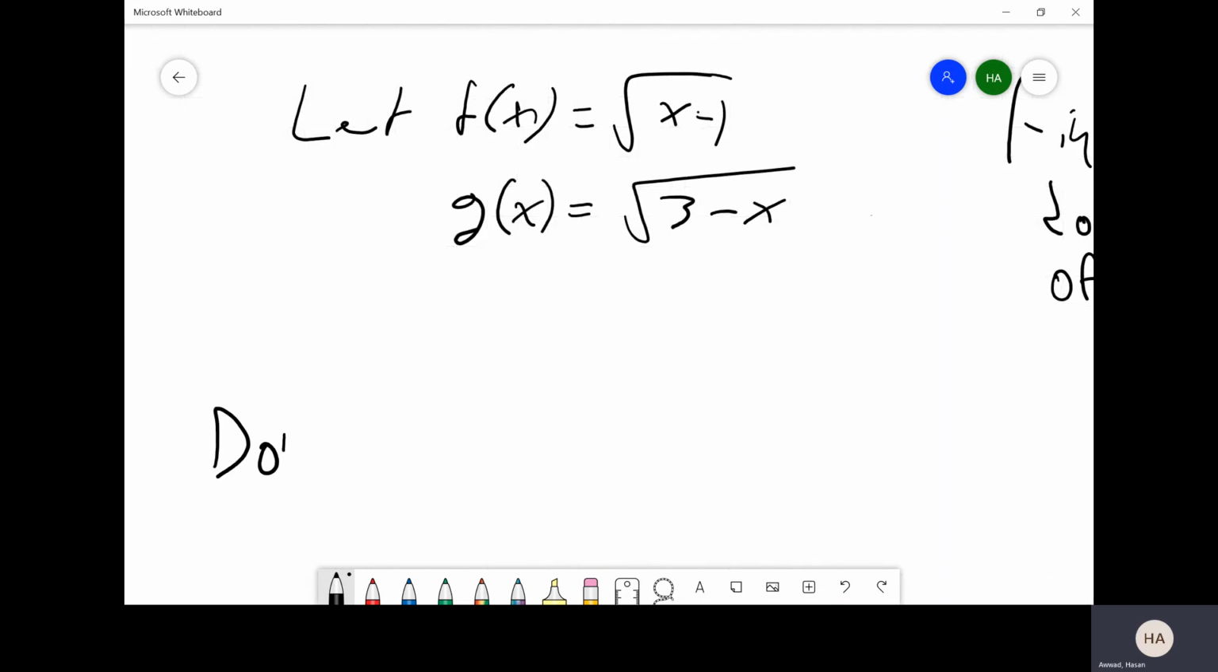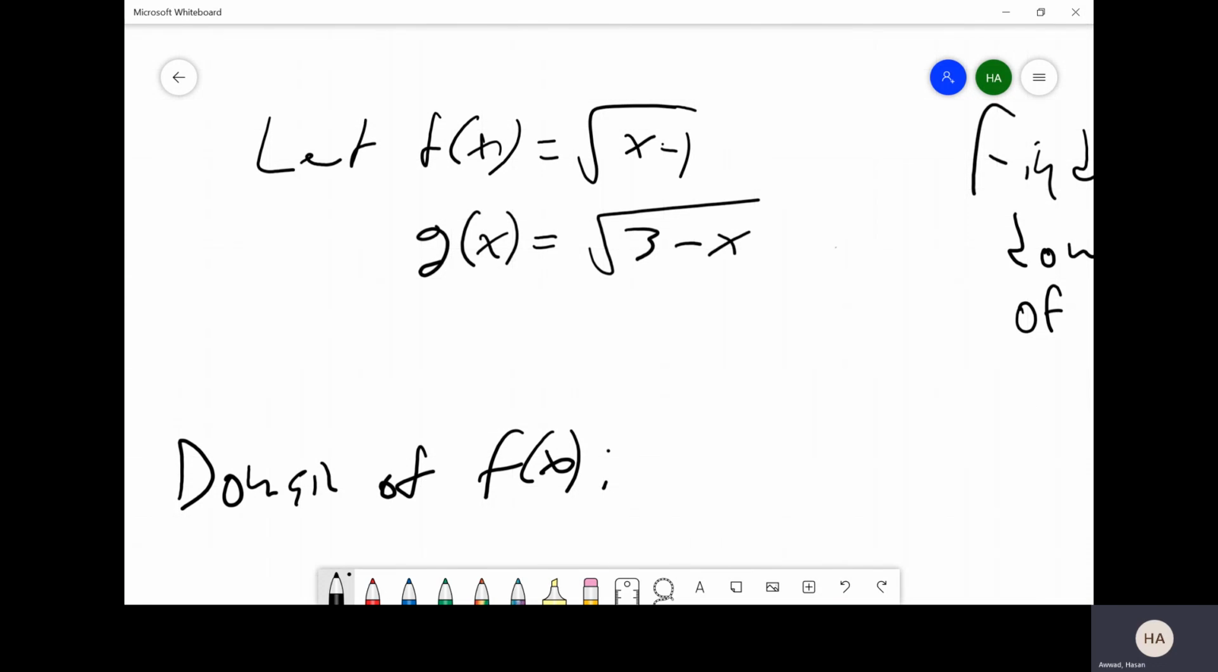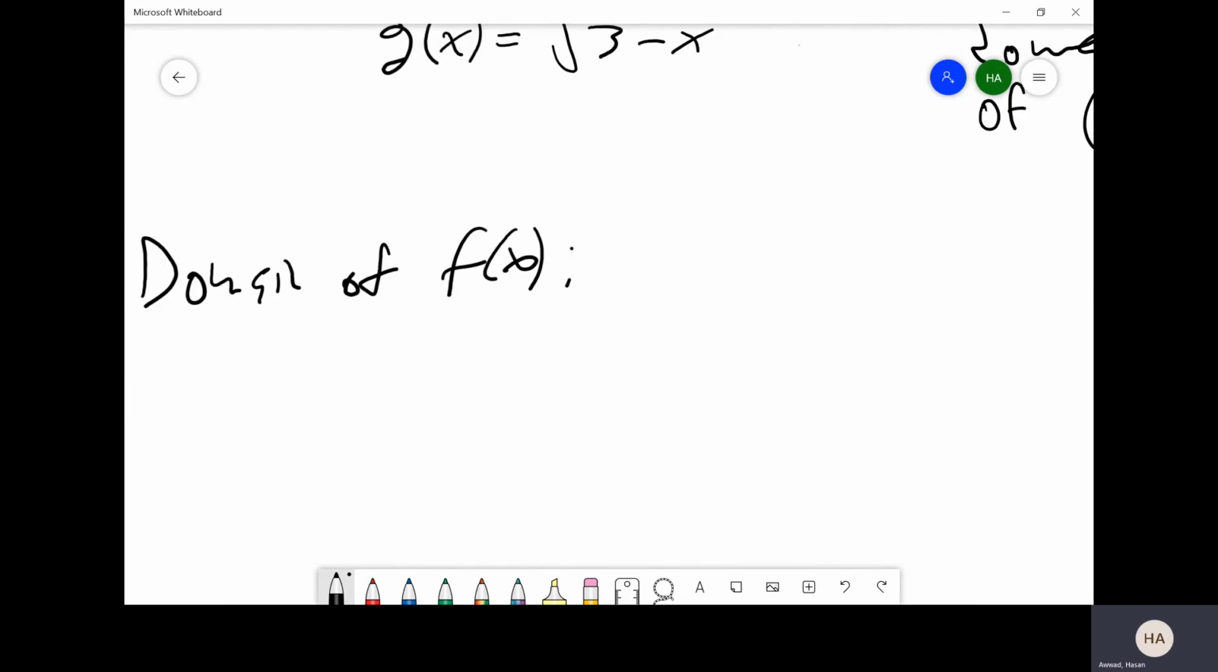Domain of f of x. Finding the domain of f of x, once again, we see here that f of x is the square root of x minus 1. Like we just talked about, the only stipulation that we have is that it can't be negative. It can be positive and it can be 0. The square root of 0 is still 0, and that's totally okay. So all we can't have here is a negative number. So what we do is set the radicand, everything that's underneath the radical sign, to be greater than or equal to 0.